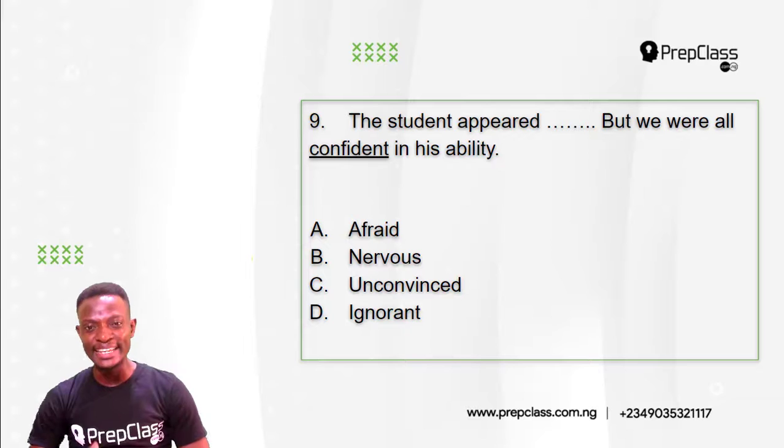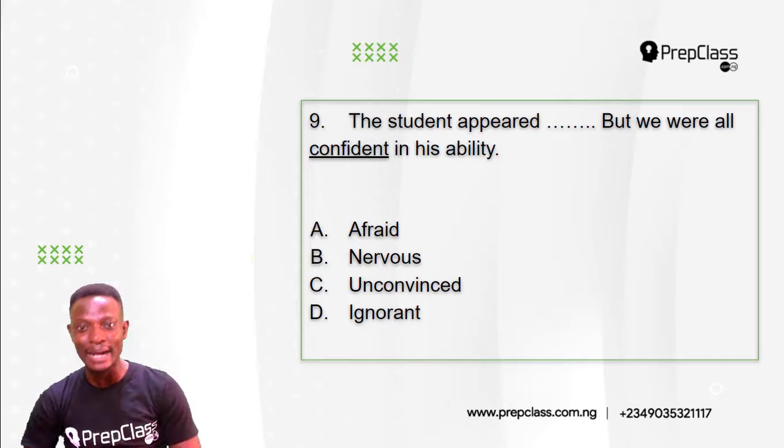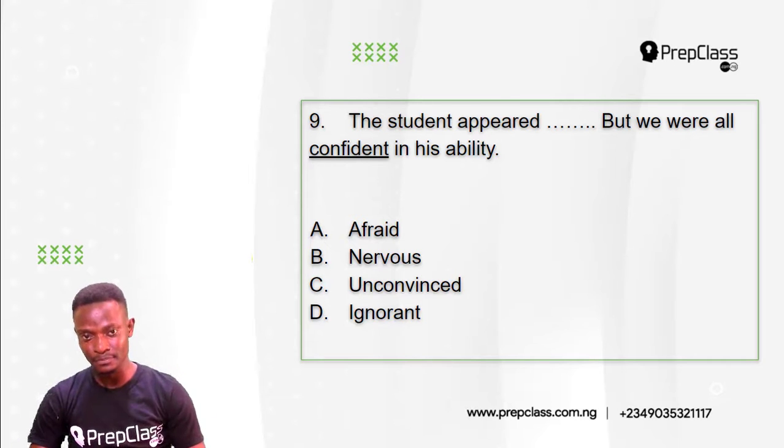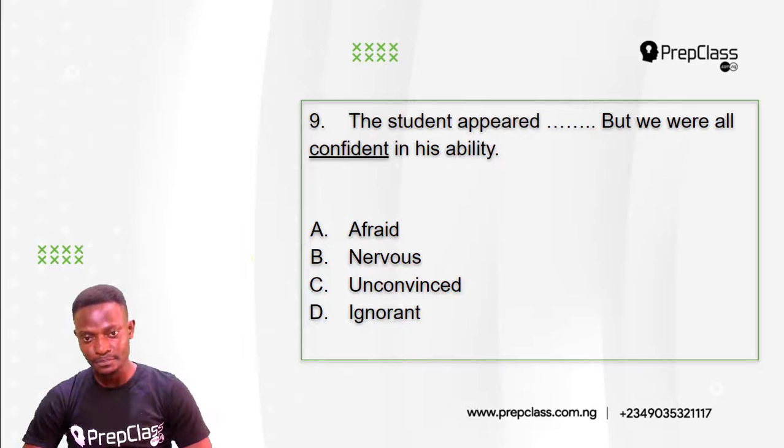The underlined word here is confident. So which of these options is the opposite in meaning to confident and will at the same time correctly fill the gap in the sentence? Option A, afraid. Option B, nervous. Option C, unconvinced. Option D, ignorant.